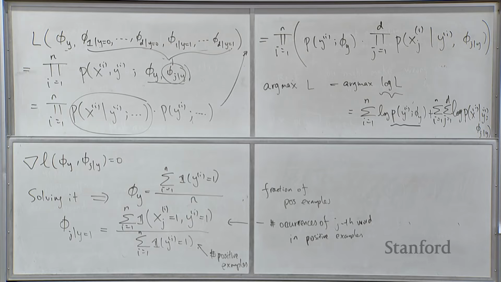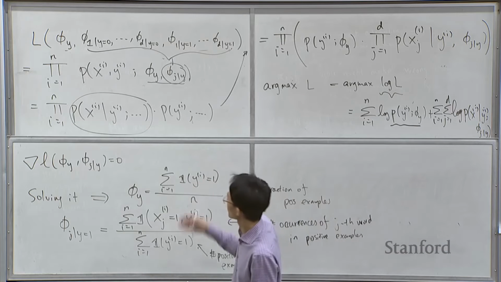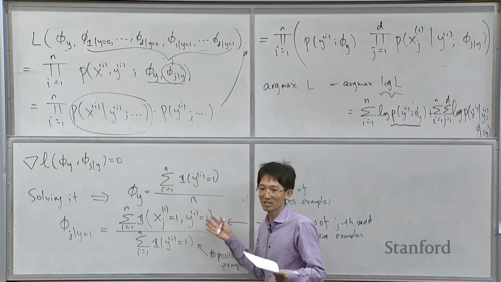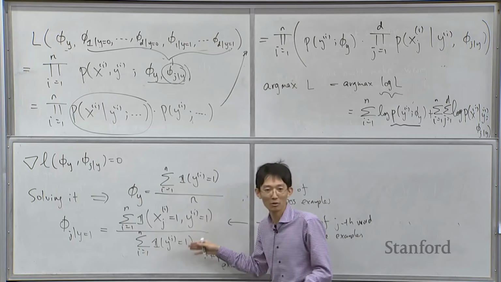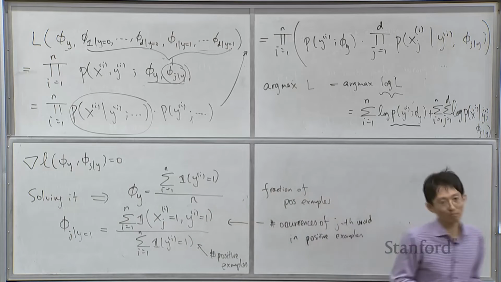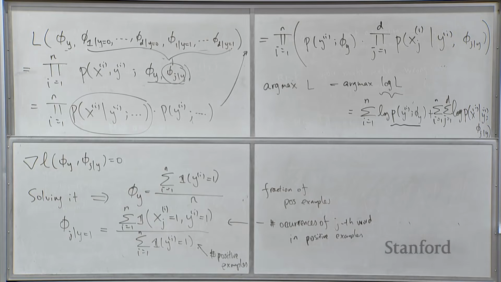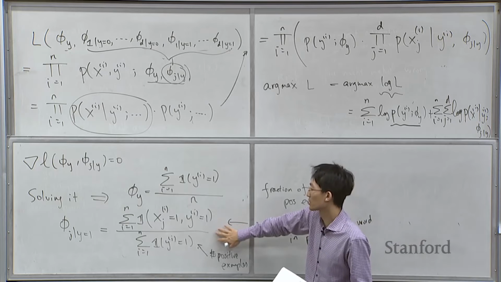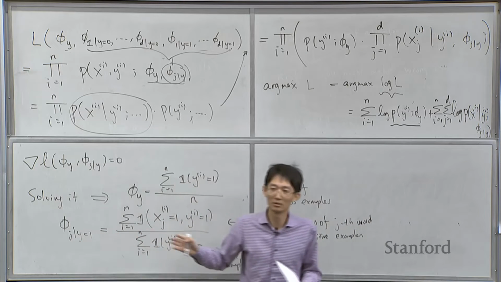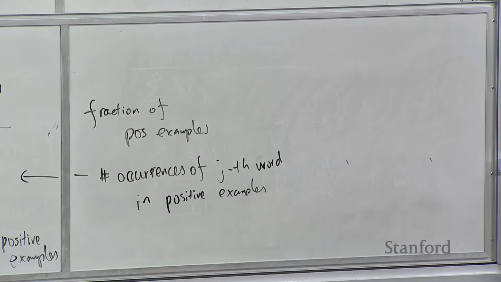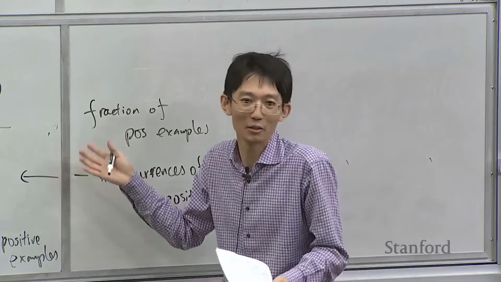So for example, suppose the word book shows up in 10 positive examples, and there are like a million positive examples. That means this is 10 over a million, which kind of means that book doesn't seem to have much correlation with positive examples if this number is small, right? If this number is small, it means that it's unlikely to see the jth word given a positive example.